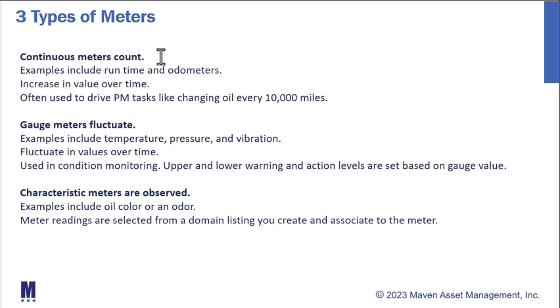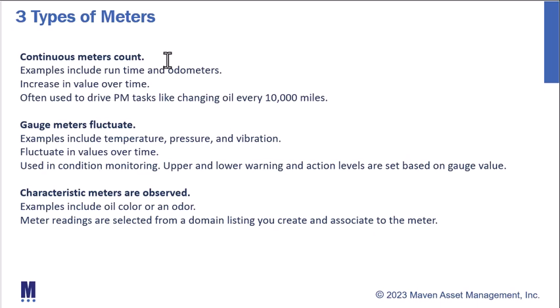Continuous meters count. Examples of these include runtime and odometers, and they increase in value over time. Continuous meters are often used in PM, or preventative maintenance, records to trigger PM work based on meter values like every 10,000 miles. Gauge meters fluctuate, things like temperature, pressure, or vibration.